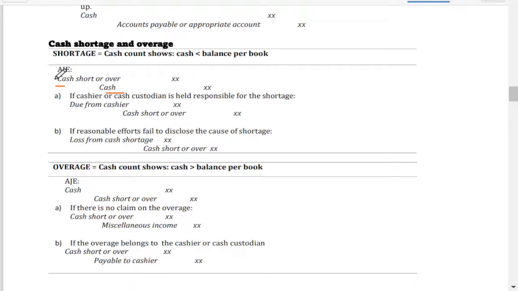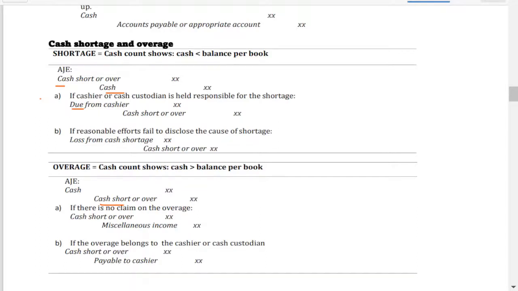So kung nasa debit siya, yung cash short or over, that would represent a shortage. Pero pag opposite, credit yung entry, then that is an overage. So going back to the shortage, so if the cashier or the cash custodian is held responsible for the shortage, so at fault si custodian, pwedeng mali yung sukli niya, kulang yung sukli or kulang yung money, nasobraan ba niya ng sukli yung customer, or na-misplace niya ba yung money, or intentionally ba nagamit niya yung pera. So, we will debit due from cashier. Okay, whatever reason, basta yung custodian or cashier yung at fault. So, sisingilin natin from the cashier. That's why due from cashier. That's a receivable. Then, credit cash short or over.